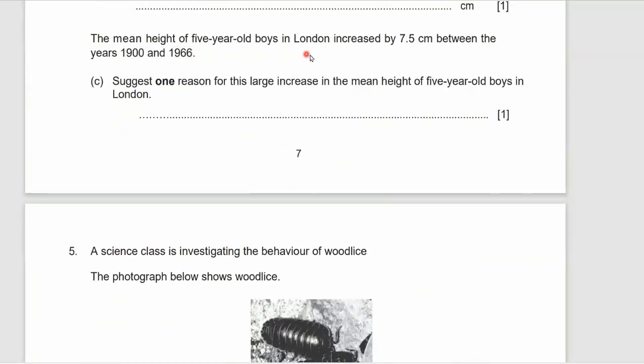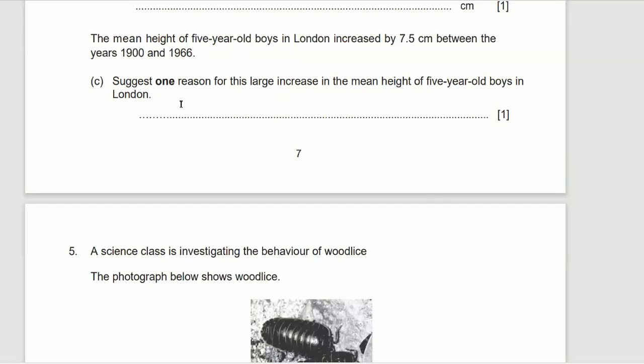The mean height of 5-year-old boys in London increased by 7.5 centimeters between the years 1900 and 1996. Everybody got a bit taller over this 66-year period. Suggest one reason for this large increase in the mean height of 5-year-old boys in London. So why did people get taller?